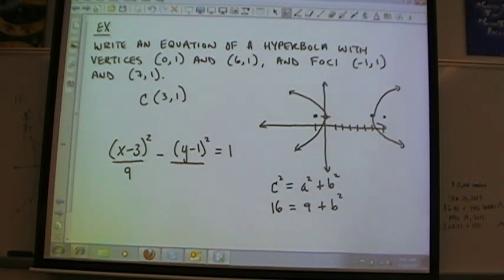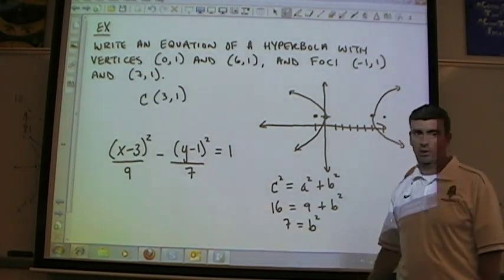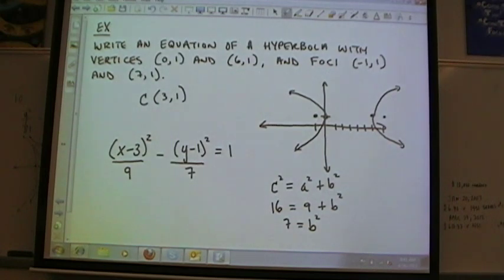Okay, so now what is b squared? Subtract 9 from 16. 7. So what goes under here? 7. Don't you have to square the 7? No, because remember, the formula is b squared. We're not solving for b, we're solving for b squared in the equation. Make sure you don't make that mistake, because somebody makes it every year: they take the square root of that number when you shouldn't be taking the square root. All right, so that's it. Basically, again, I highly recommend you draw a quick sketch.